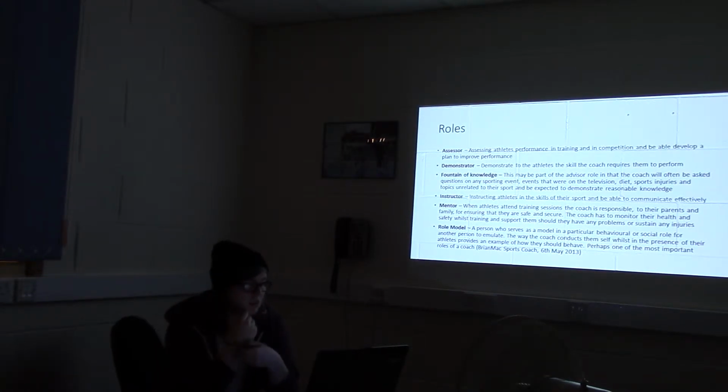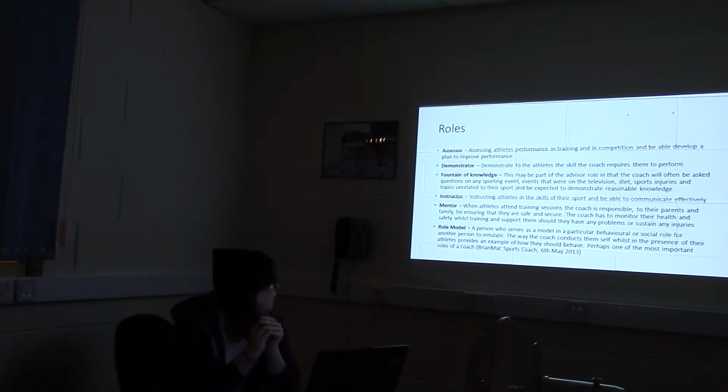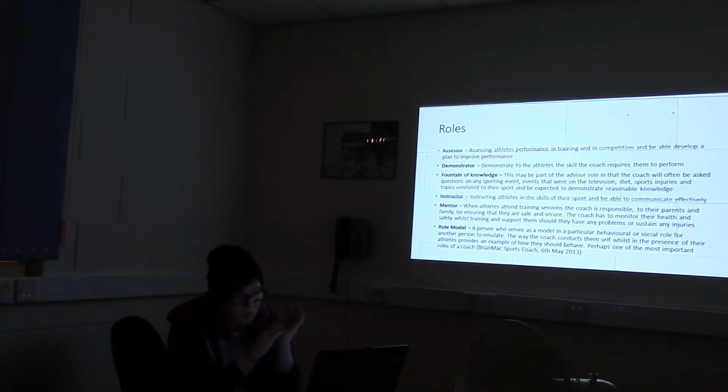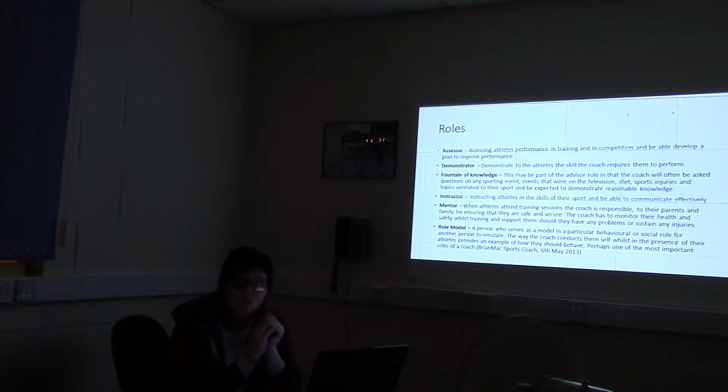Should be an instructor, so he should be able to communicate effectively with the athlete and tell them what skill they want them to do, and a mentor, so throughout the training session should be responsible for them and be able to monitor their health and safety in the training sessions and to support them if they come to any problems or any injuries. And they should be a role model to the athlete because they usually could be the first contact with them in that sport.